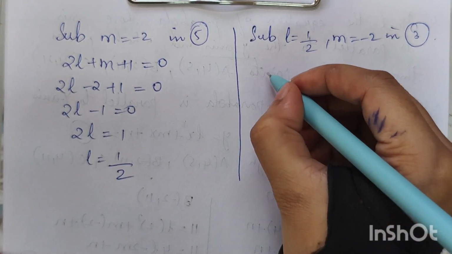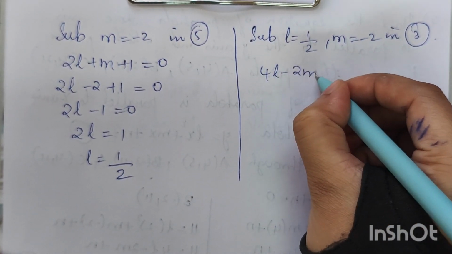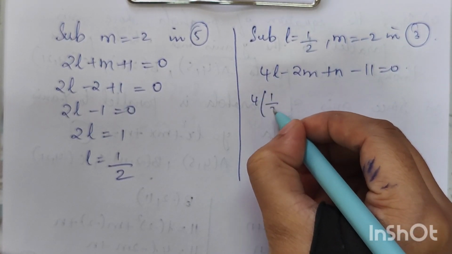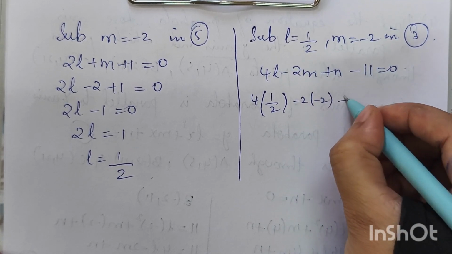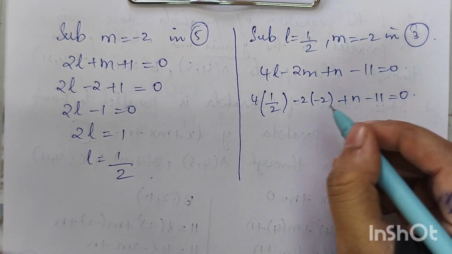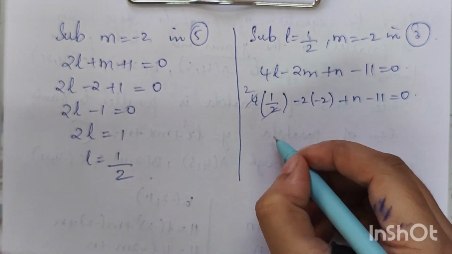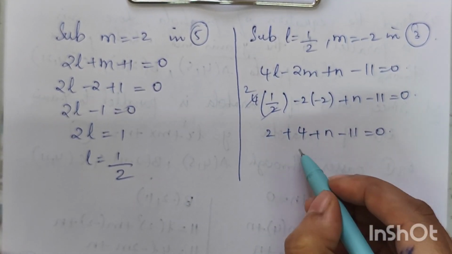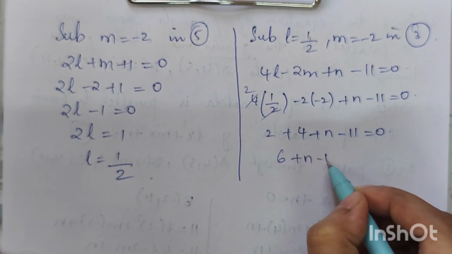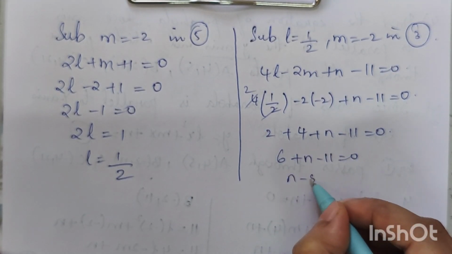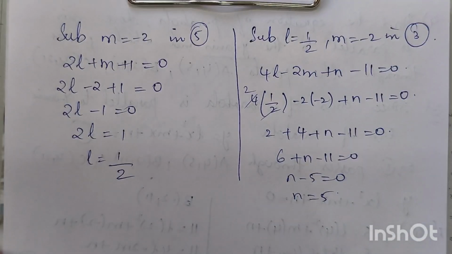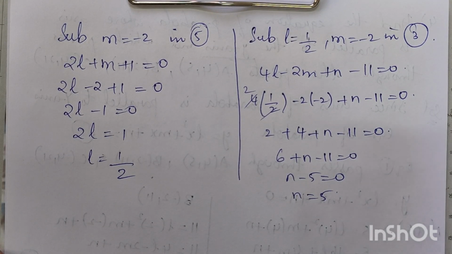Our equation 3 is 4l minus 2m plus n minus 11 equals 0. So it is 4 into 1 by 2 minus 2 into minus 2 plus n minus 11 equals 0. So 2 ones are 2, 2 twos are 4. So it is 2 plus 4 plus n minus 11 equals 0. 2 plus 4 is 6, plus n minus 11 equals 0. n minus 5 equals 0, so n equals 5. Now we got the values of all the variables l, m and n.